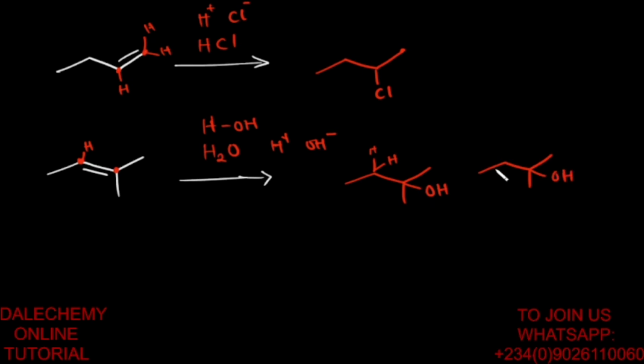And if you name this, that's going to be 1, 2, 3. Okay, so that is propanol. Or you can number from here, 1, 2, 3, 4. That will be 2-methyl-2-butanol.